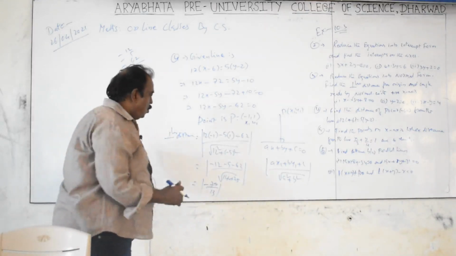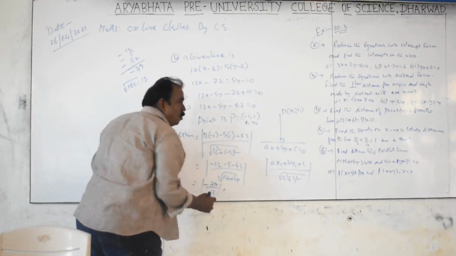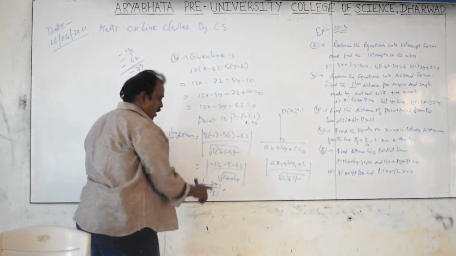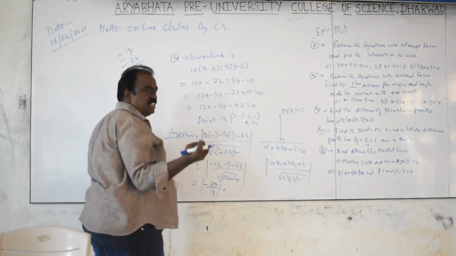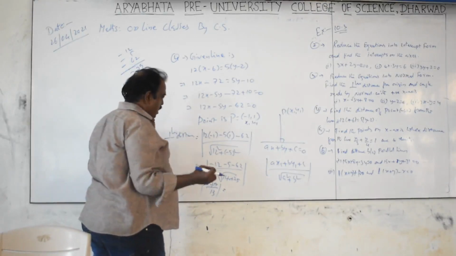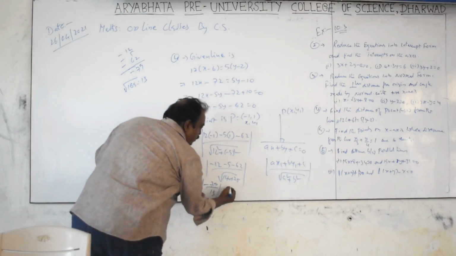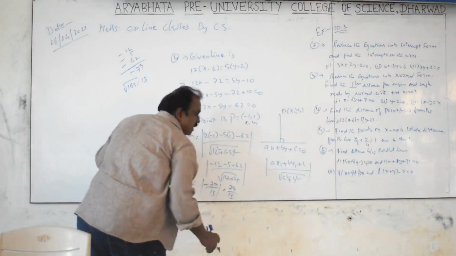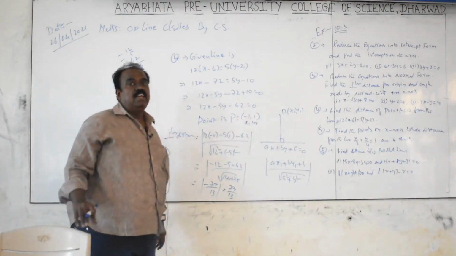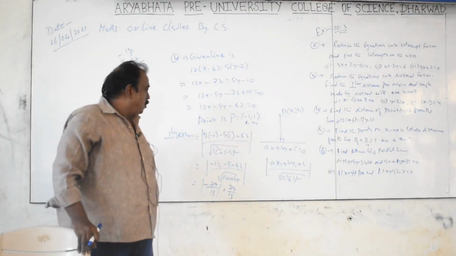So here you see one more thing. It is a modulus. Modulus means the perpendicular distance, length, distance, area are always positive. So it is plus 79 by 13. Like that we have to find.